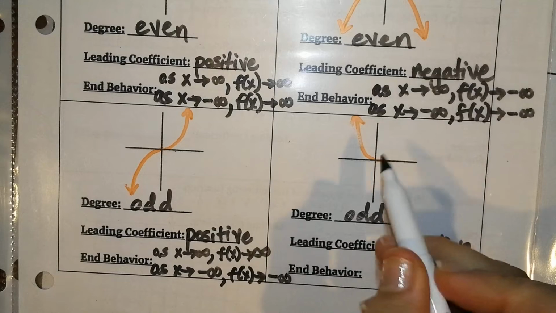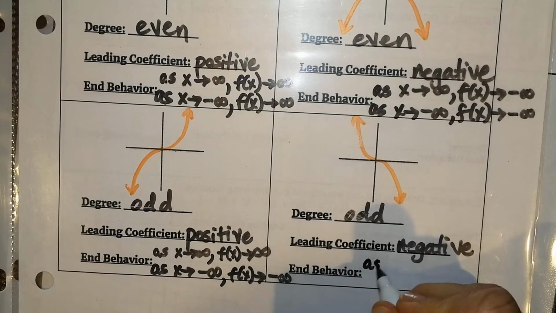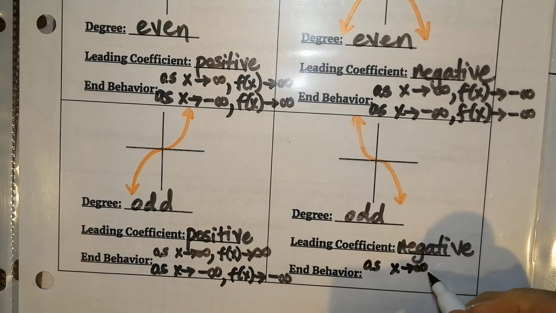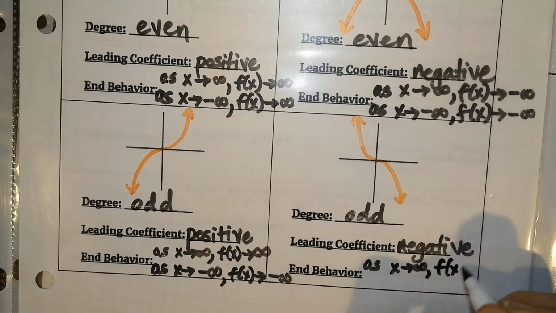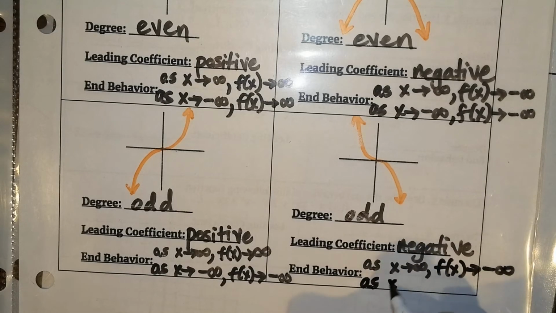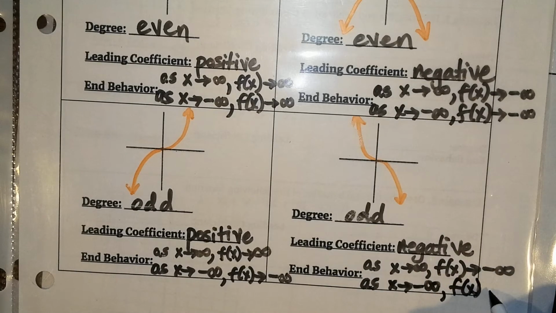And of course, this will be opposite. As x approaches infinity, so x goes to the right, f of x goes down. As x goes to the left, f of x goes up.